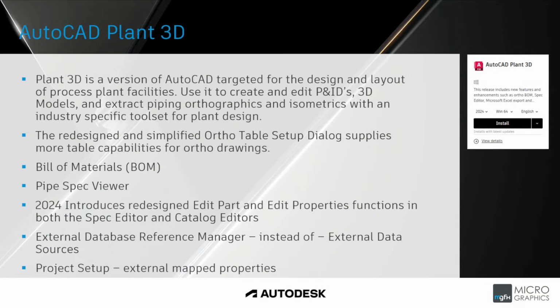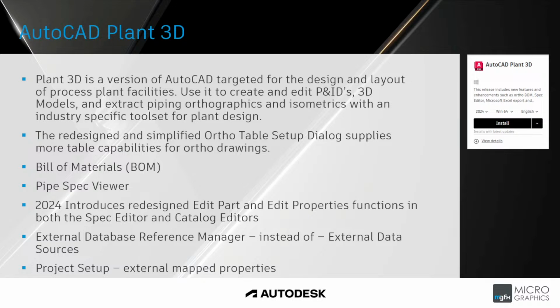AutoCAD Plant 3D. Plant 3D is a version of AutoCAD targeted for the design and layout of process plant facilities. Use it to create and edit P&IDs, 3D models, and extract piping orthographics and isometrics with an industry-specific toolset for plant design. The redesigned and simplified Ortho Table Setup dialog supplies more table capabilities for ortho drawings.